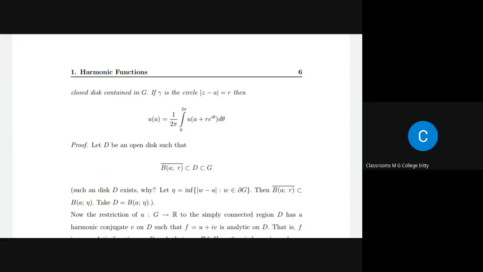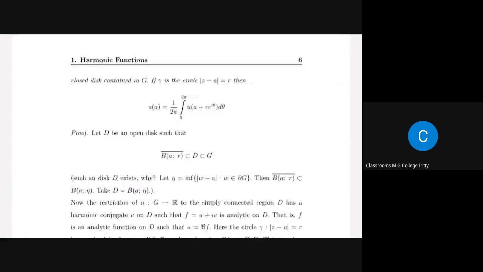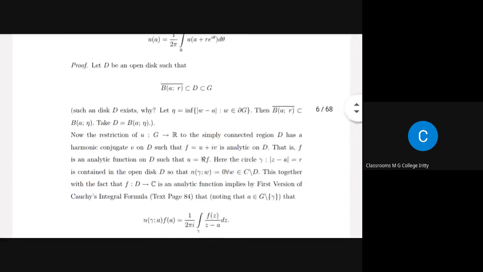Here the region D is simply connected, and for this we restrict the function u from G to R to this simply connected region D such that f equal to u plus iv is analytic on D and u is the real part of f. Then we apply Cauchy's integral formula. For this we find some conditions that are necessary for Cauchy's integral formula.